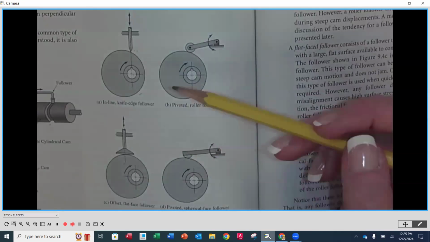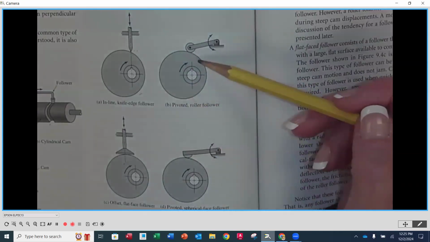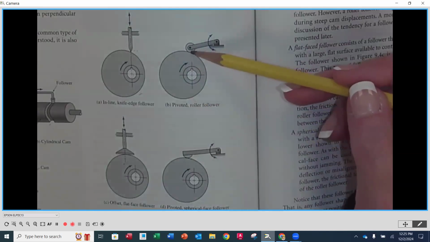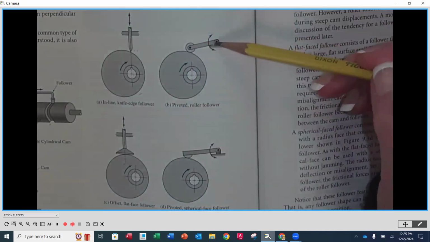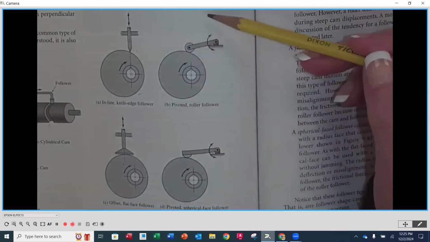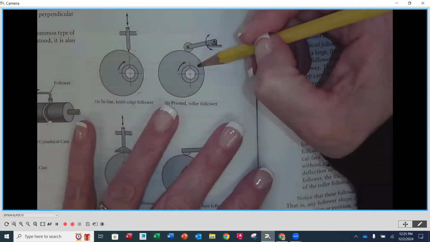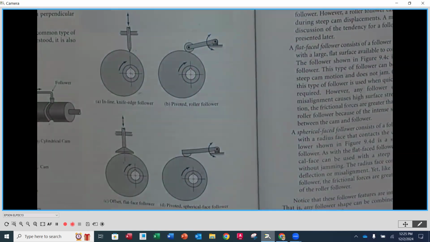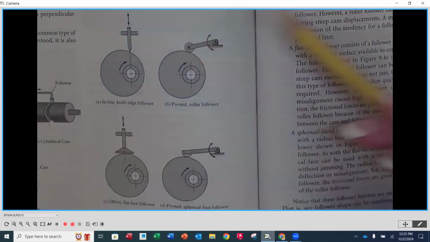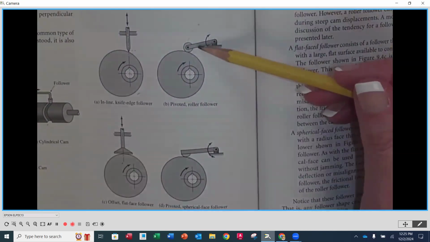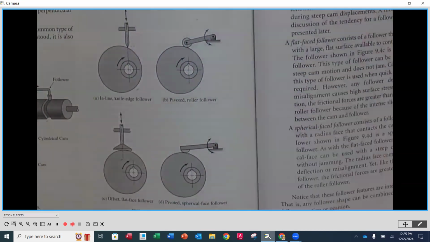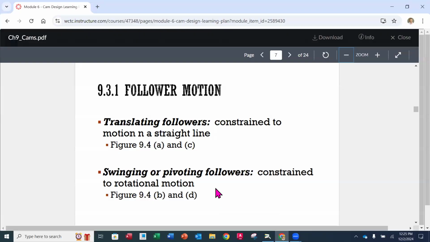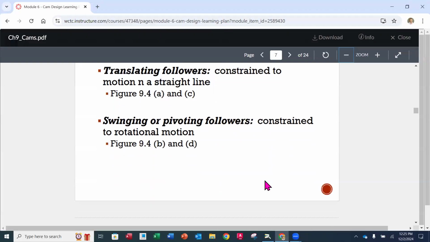The other type, which is going to be pivoting, you're going to notice that as we rotate, this is going to technically move up and down, but there's a center of rotation here. So it's actually going to pivot around an arc, okay, which center is going to be over here at that pivot point, okay? And we have that same thing happening, whether it's a roller or in this case, the spherical face follower, okay? So swinging or pivoting.